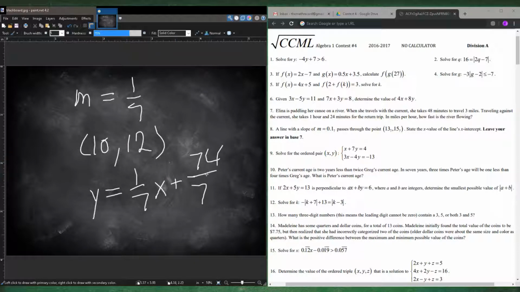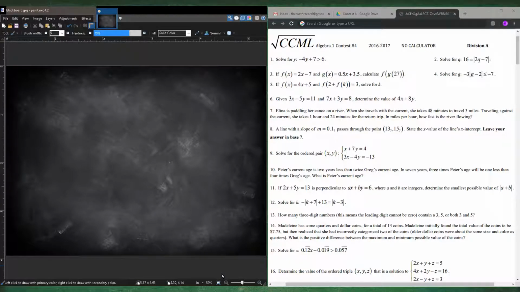So 10 plus 74 is 84, which divides to 12. So what is the x value? The x value is just x is equal to -74, right? So basically -74. So let's take this out. Okay. So -74. Now we just need to convert this to base 7.